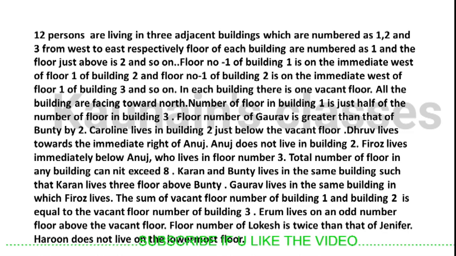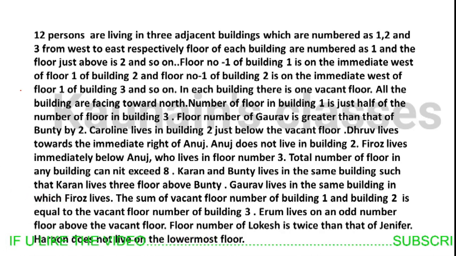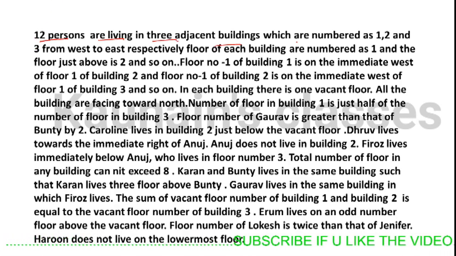Let's start solving the question. So what is the question saying? Okay, let's select the pen first. Okay, so now the pen is selected. So what is the question saying? So the question is saying 12 persons are living in 3 adjacent buildings which are numbered 1, 2 and 3 from west to east respectively.